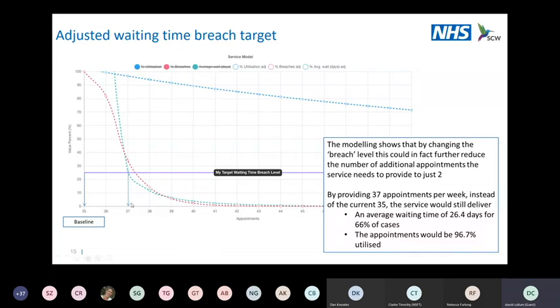So if we're happy to reduce the wait time standard a bit, we only need 2 additional appointments a week to manage that additional demand. Be an average wait time of 26.4 days. Appointments would be 96.7% utilised up there.